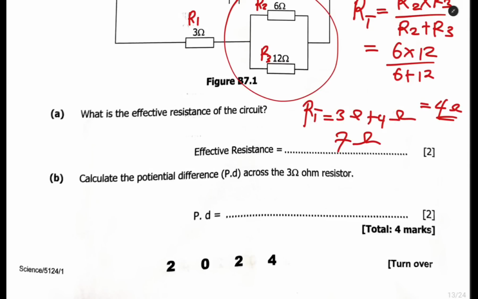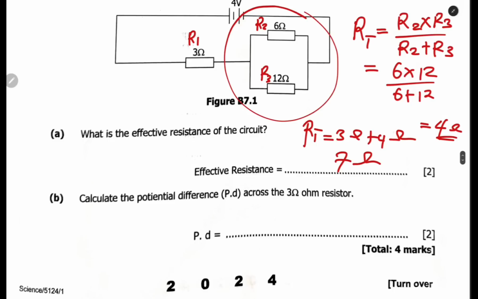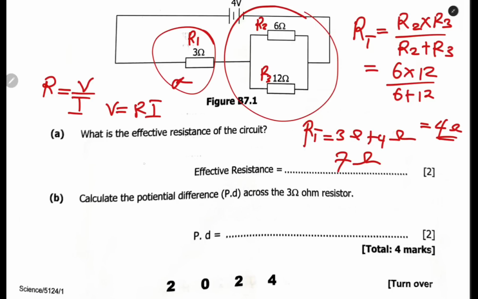Calculate the potential difference, PD, across the 3 ohms resistor. So PD is potential difference or voltage. How do you calculate potential difference? We are told across the 3 ohms resistor. Before we find the voltage, we are going to apply resistance is equal to voltage divide current. Which means for us to find voltage, we need to multiply resistance by current. We already have the resistance, which is 3, but what about the current? So we need to find the current first.